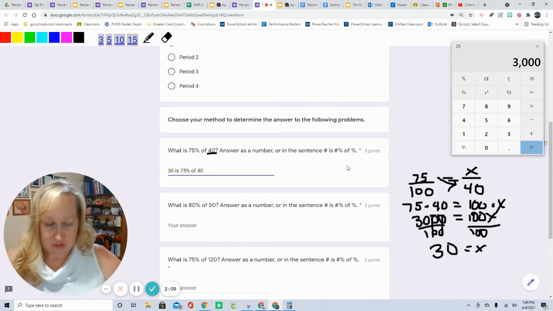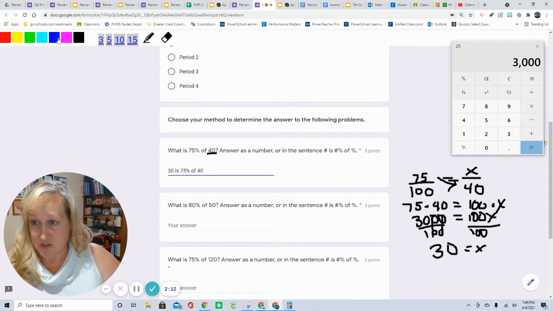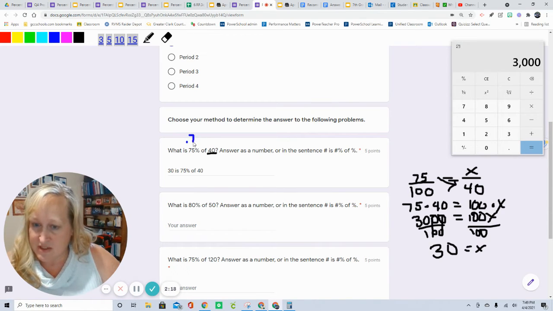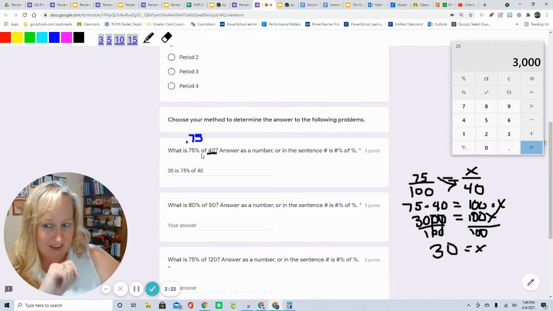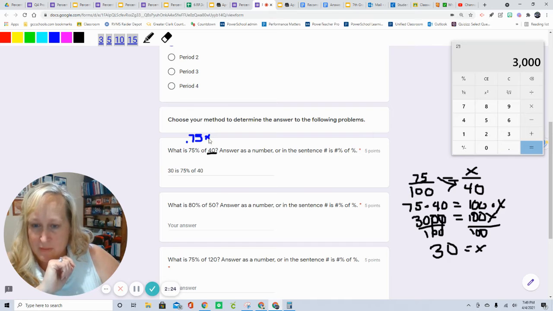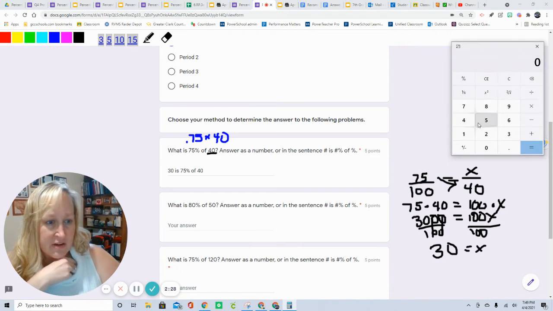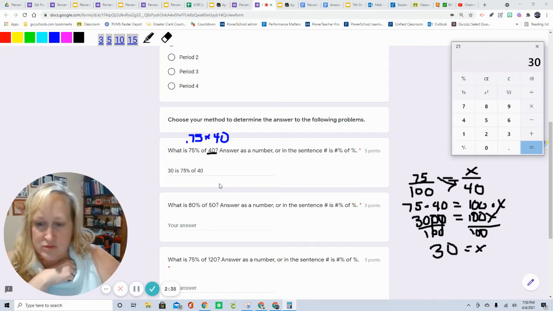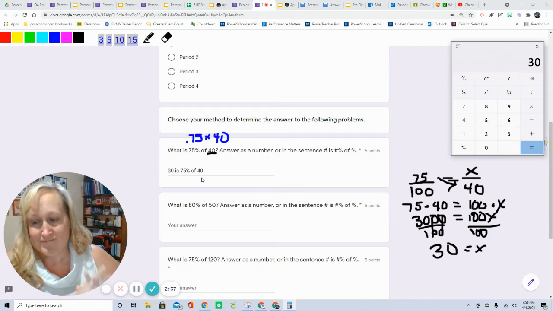So going back to this, that is one way that you can do it. The other way that you could do it is to convert 75% to a decimal. See how I did that? And then multiply it by 40. Now let's see if that works on our calculator. Clear. 0.75 times 40 equals 30. So the answer still works out the same.